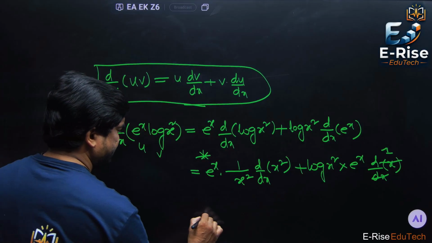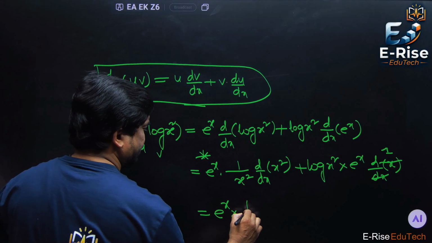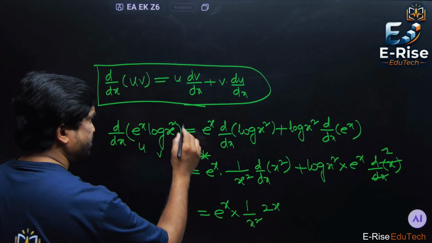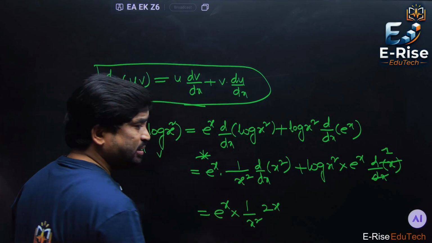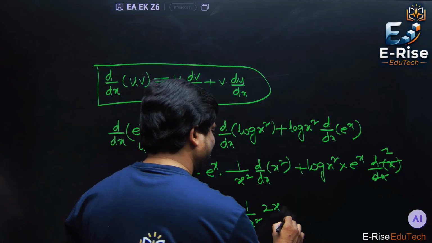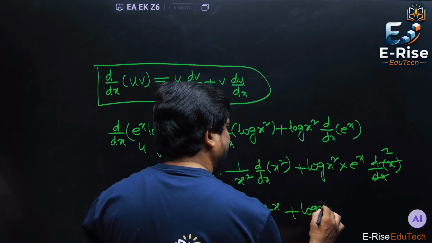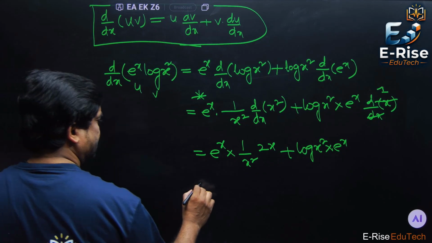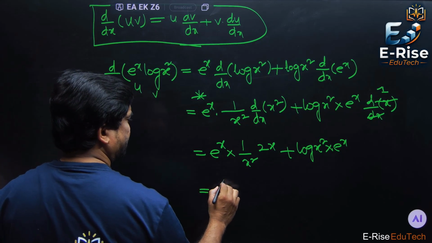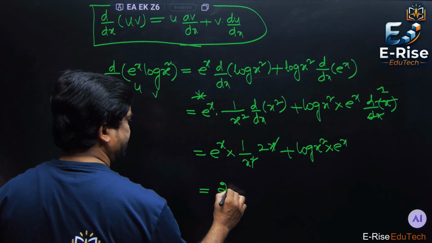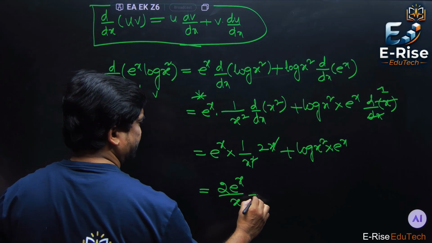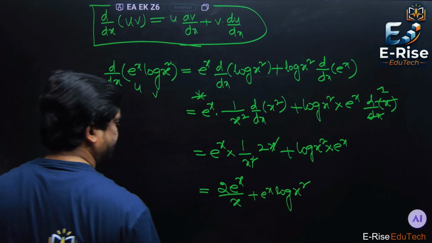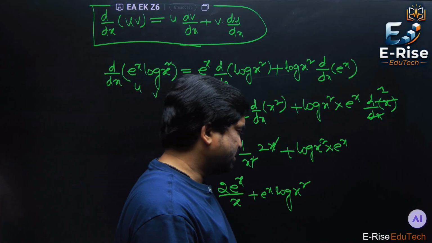Okay. Then d by dx of e power x into 1 by x square, d by dx of x square is 2x, according to the d by dx of x power n formula. Plus log of x square into e power x. So what is the final answer? x cancel: 2 into e power x by x plus e power x log x square. This is the answer.